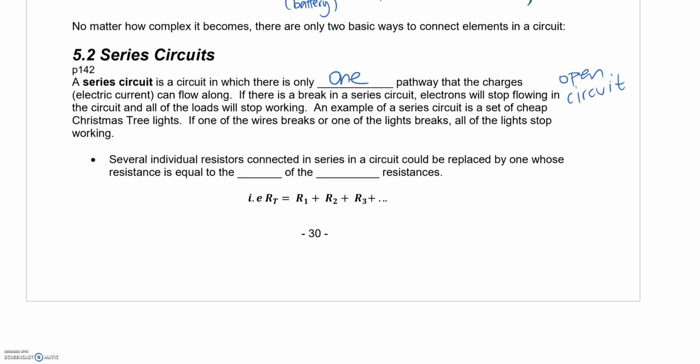So a couple of key points. First of all, with series circuits, if you want to know the equivalent resistance, you just add them all up. Really straightforward. So several individual resistors connected in series in a circuit could be replaced by one whose resistance is equal to the sum of the individual resistors. So key point there is that the total resistance is just R1 plus R2 plus R3, add them all up as long as they're in series.